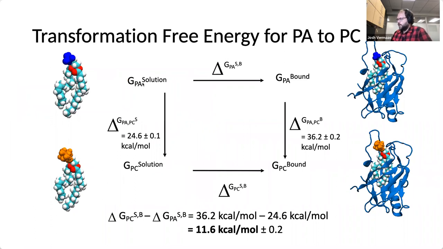So we do this, we calculate these two numbers. We're going from PA to PC in solution. If we do that transition, that costs 24.6 kcal per mole plus or minus 0.1 kcal per mole in energy. To do this in the presence of the protein, that costs more, right? So if you are a PA molecule, you would much rather be bound here than free in solution, compared to the PC molecule, right? And that is true by about 11.6 kcal per mole plus or minus 0.2. So it is way more favorable for PA to bind than for PC to bind. And again, that's just a change of adding in a choline group to it.